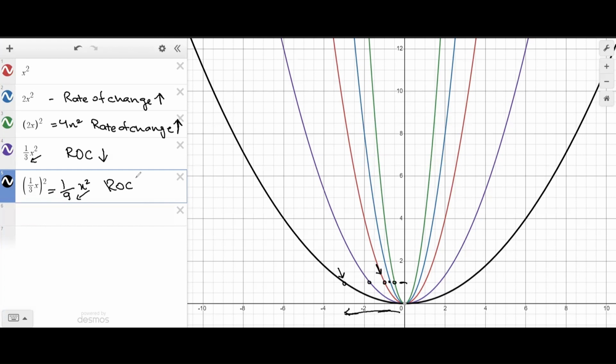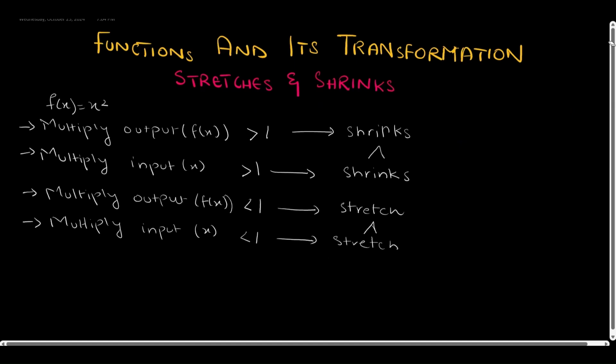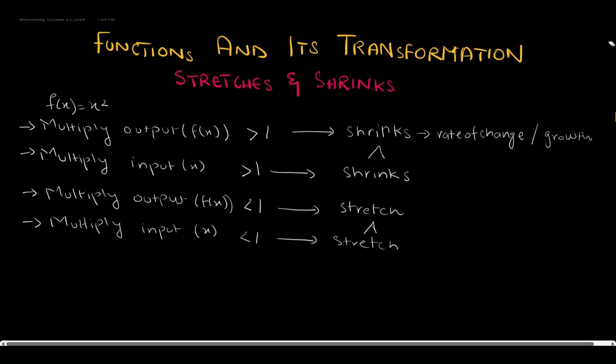So the rate of change has again decreased, and at a greater value as compared to the rate of change here. So we understood that when we are multiplying a greater number to the output of the function, the rate of change or the growth of the function increases, right? It shoots up, it increases.